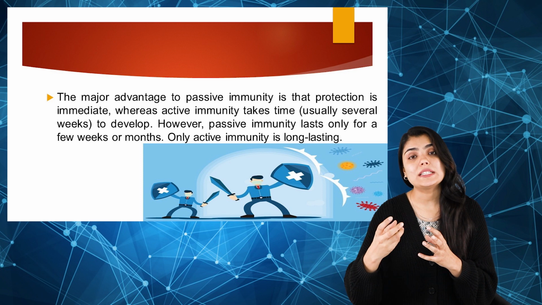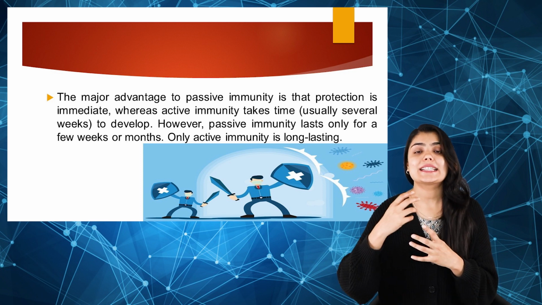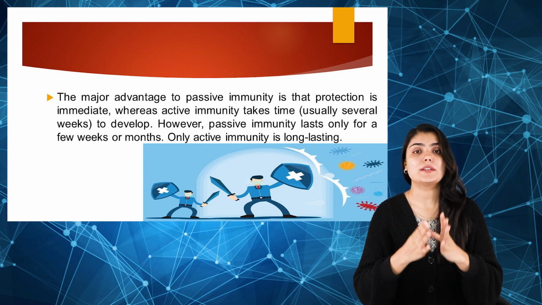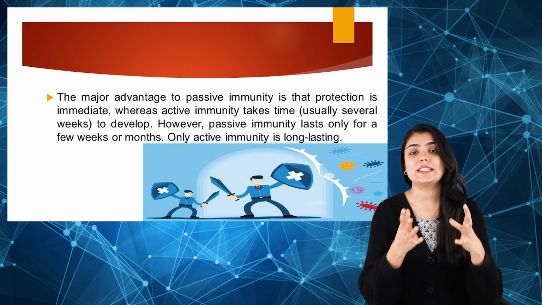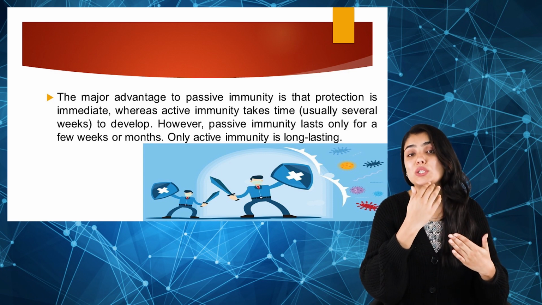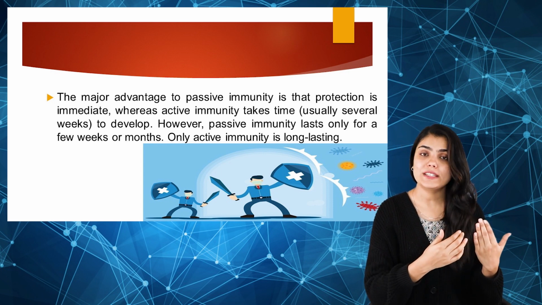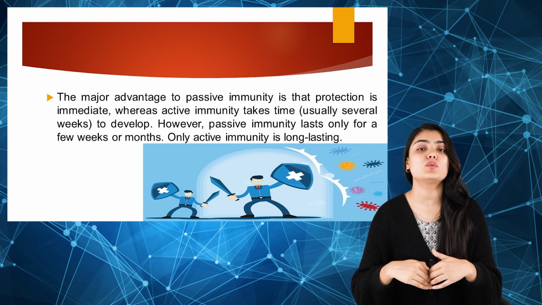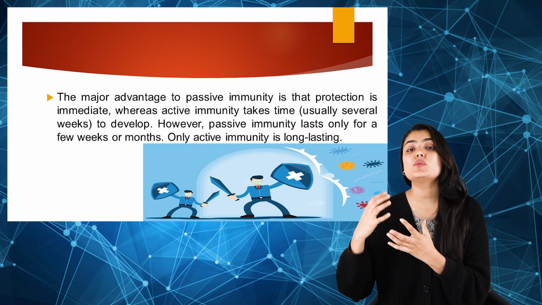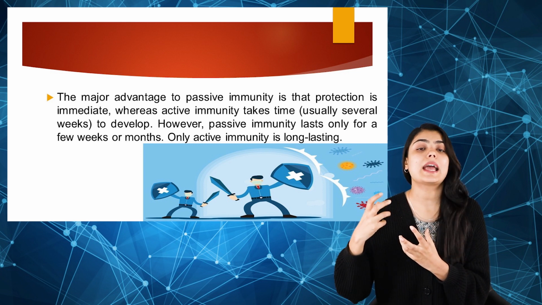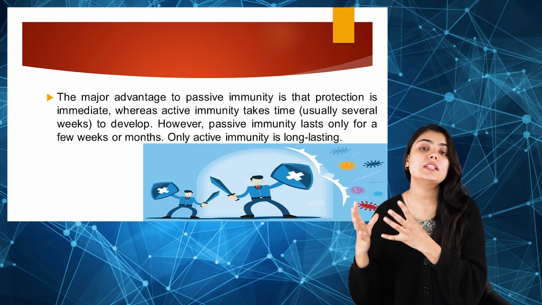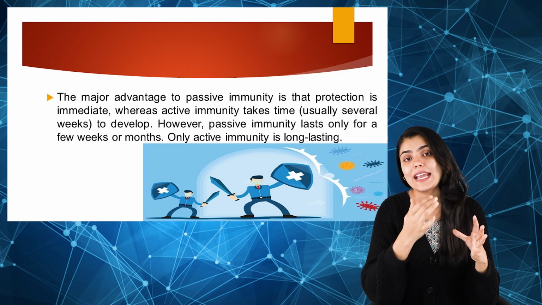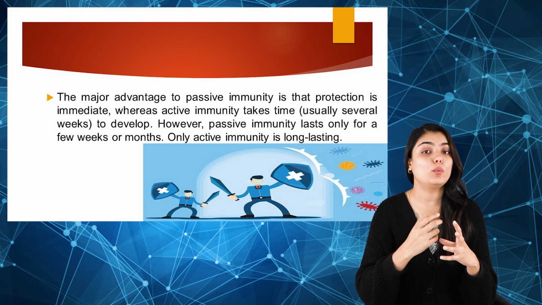Whereas active immunity, as it develops inside our body, as it is a biological process, it takes time to develop, usually several weeks. We have active immunity and passive immunity. Active immunity is long-lasting. It is produced in our body over a period of time. Whereas passive immunity is giving the antibodies from the outside. The person's immune system is not involved in producing the antibodies that are required. But the protection that we get from the passive immunity is immediate, whereas active immunity takes time in order to develop, usually several weeks.